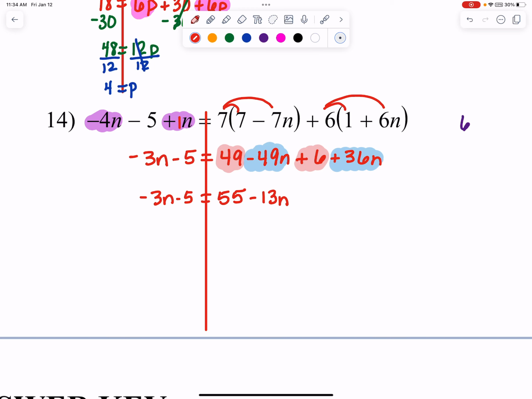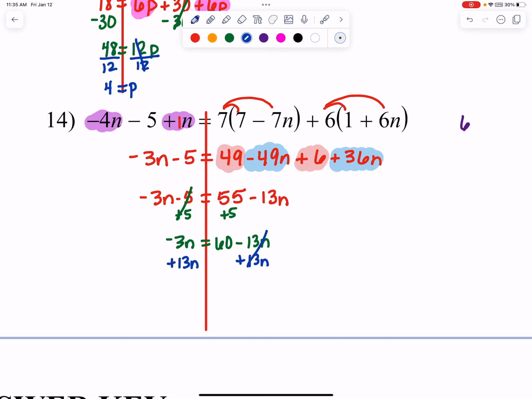Okay, all right, now let's start to move things around. So we have the variables on one side. Let's see, I think I'm just going to add 5 to both sides. Get rid of this. And so we're left with a -3n equals 60 minus 13n. Now we want to get the n's over there, so I'm going to add 13n to both sides.